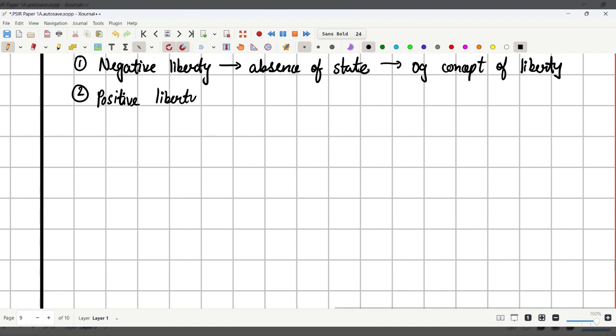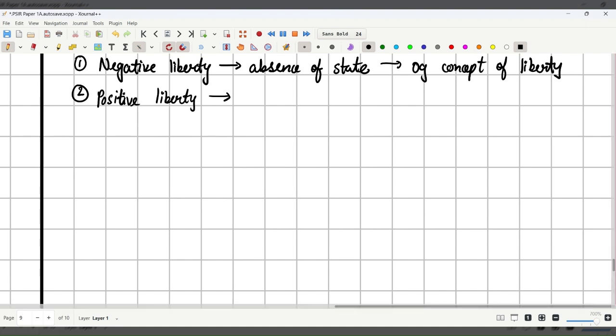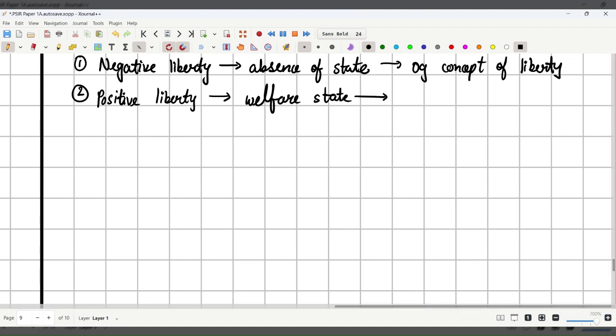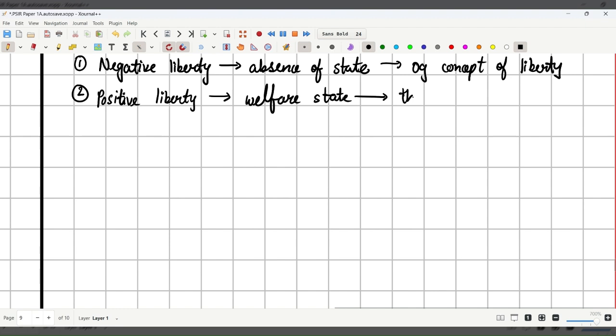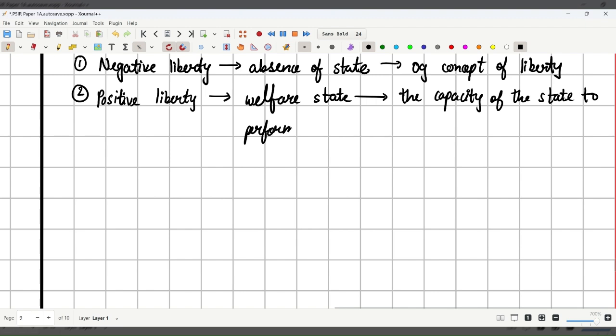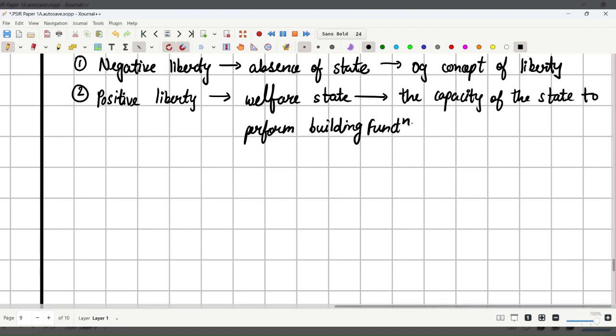The concept of positive liberty, okay. This concept came with the concept of the welfare state, which basically denotes the capacity of the state to perform building or development functions, okay. So this is the positive concept of liberty, or positive liberty, okay.